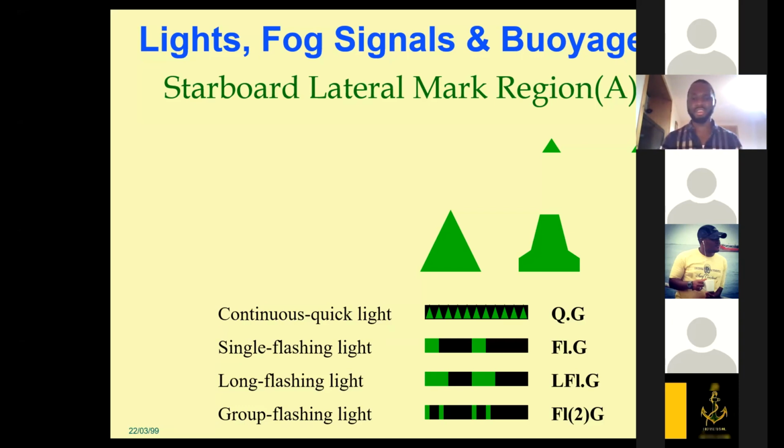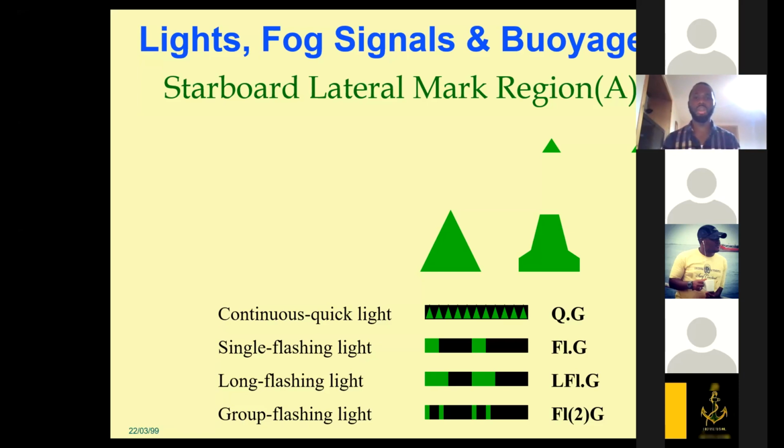It can be a single flashing light. It can be a long flashing light. It can be a group flashing light, or any other reading apart from 2 plus 1. So when you see a green light, it's just bam, bam, bam, bam, and it's not bam, bam, bam.